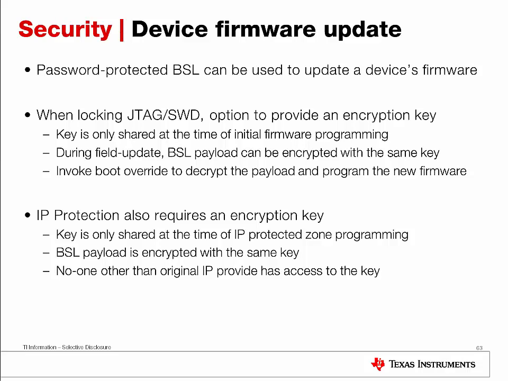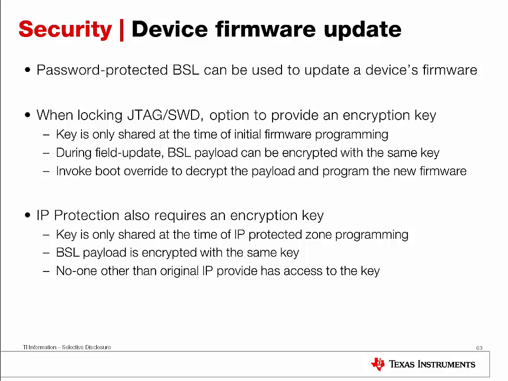Once the encrypted payload is transferred over to the device, the BSL must then invoke the boot override using the flash mailbox as we just talked about. So this boot override mechanism can then read out the message from the BSL and then decrypt the payload with a pre-aligned encryption key and program the decrypted image of the firmware to the device flash memory. Once it is complete, the device can then reboot and execute with the new firmware.